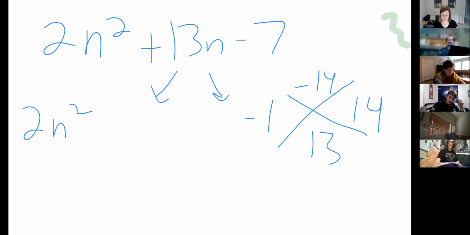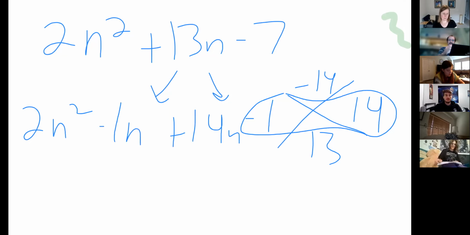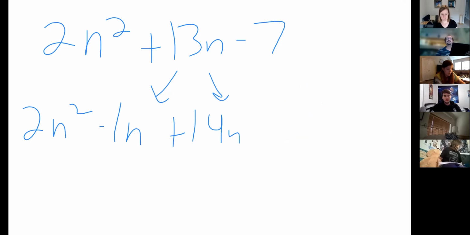This is 2n squared. The magic numbers were what? -1 and 14 were the magic numbers? Yes. So how do I break this 13n apart? -1n plus 14n. I break this thing apart into my magic numbers I just found. I'm going to have to delete this so it doesn't get in my way. I find my magic numbers with the little x thing that we talked about, and I figured out they're a -1 and a +14. So I'm breaking this middle term, which has an n on it. Each of these things has an n on it. So basically, you're breaking apart the number and whatever variables are there. You're going to make sure they tack along for the ride. Yeah. And don't forget to bring along your -7. That's still part of the expression.